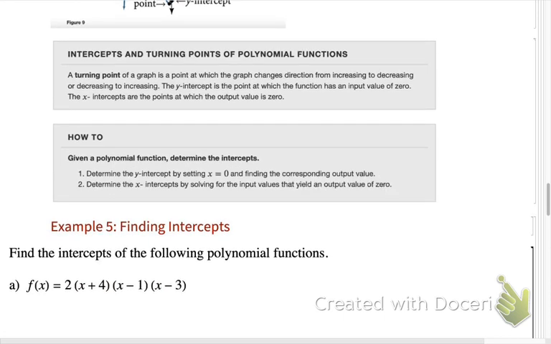So first, the turning point of a graph is a point at which the graph changes direction from increasing to decreasing, or vice versa, decreasing to increasing. I just mentioned the y-intercept is the point at which the function has an input of 0. Of course, that's where you would cross the y-axis, and the x-intercepts are the points at which the outputs of the function are 0. Given a polynomial function, we can determine the y-intercept by setting x equal to 0 and finding the corresponding output value for the function. To determine the x-intercepts, we solve for the input values that lead to an output value of 0.